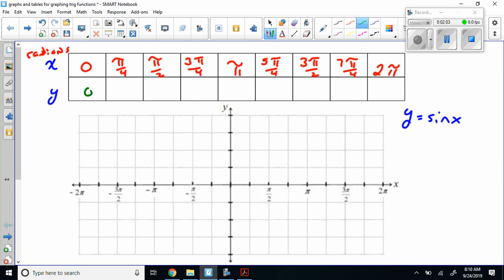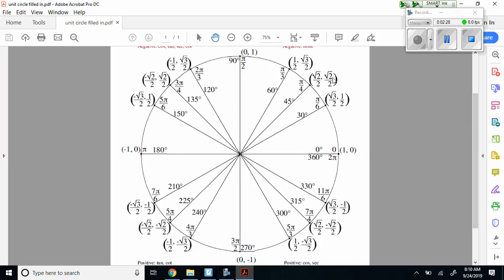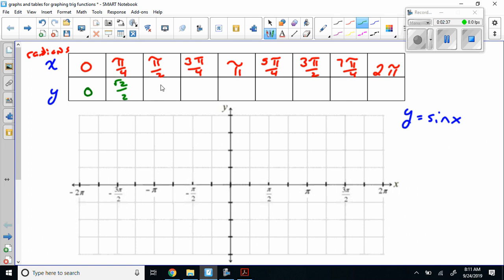Yeah, 0. What's the next? What's the next value that needs to go, folks? Square root of 2 over what? Okay, good. Where'd that come from? Yeah. You're taking the sine value of the x, and the x happens to be pi over 4, which is, ladies and gentlemen, the y value square root of 2 over what? 2, right? Now, pi over 2, 1. 3 pi over 4, square root 2 over 2.